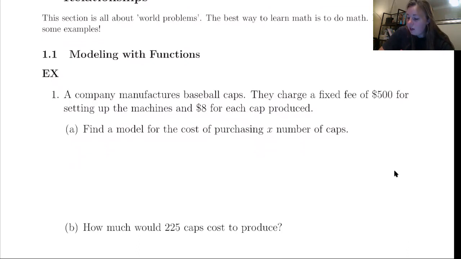So a company manufactures baseball caps. They charge a fixed fee of $500 for setting up the machines. I like to go through these and highlight things. We're choosing kind of a berry color since it was the 4th of July yesterday. So just $500 for the setup, right? Not talking about materials or anything else. And $8 for each cap produced. So the time the machine runs, it just calculates that already.